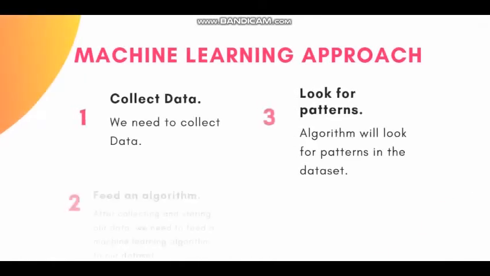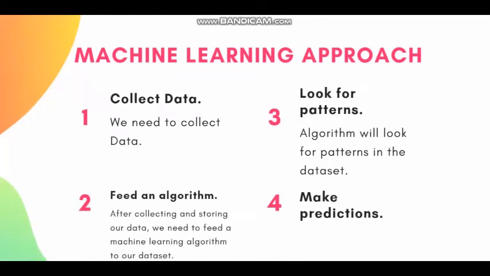In machine learning, there are 4 main steps. The first step is to collect data, and after we collect data, we need to feed it to a machine learning algorithm. Now what this algorithm does is, it looks for patterns in the data set, and after that, using that pattern, our machine learning model will be able to make predictions.